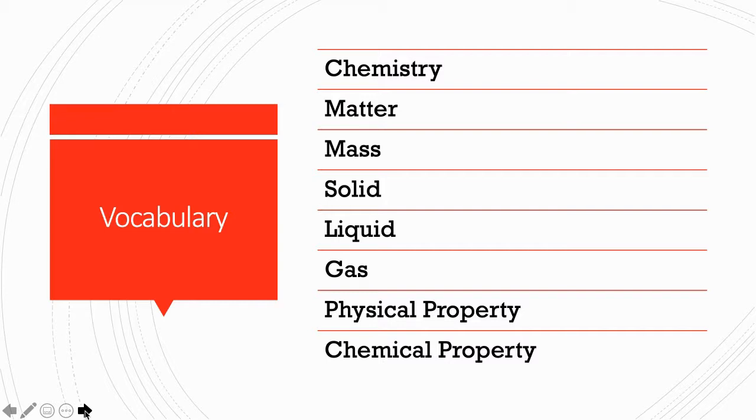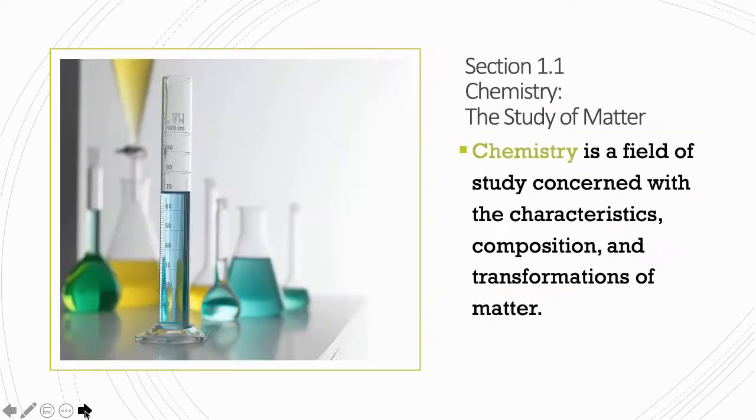Also, I'll include some vocabulary terms. These may or may not be new to you, but you'll notice as we go through the lecture that when we come across one of these terms, it will be highlighted in a different color. For example, jumping into section 1.1, we're going to start by defining chemistry. So you can see chemistry is a vocabulary term. It's in a different color for you here to kind of point that out. But let's look at that definition.